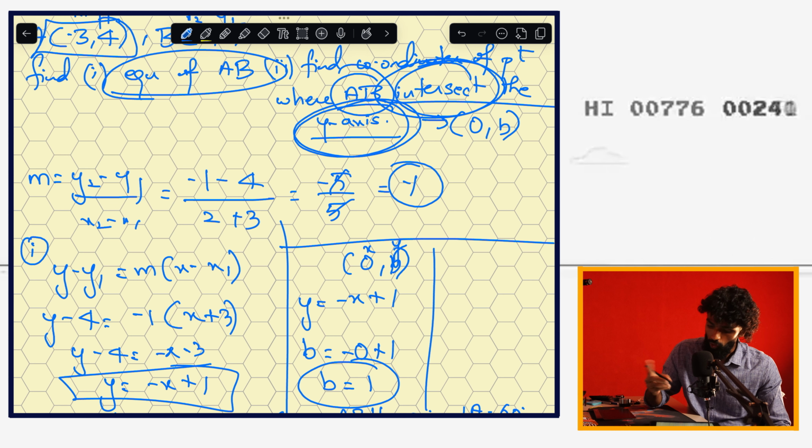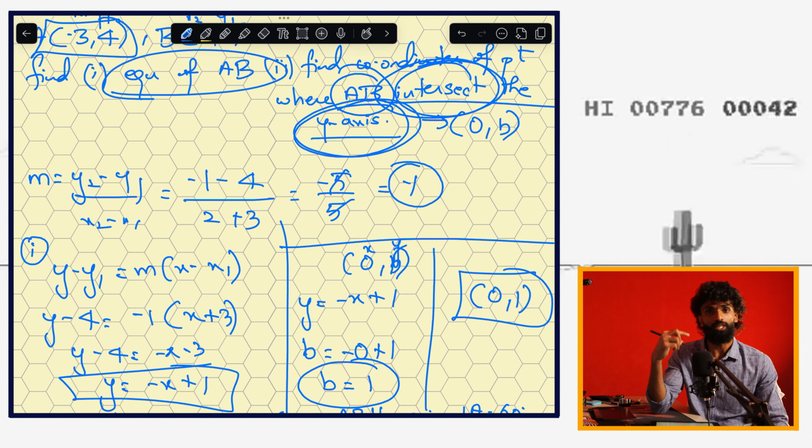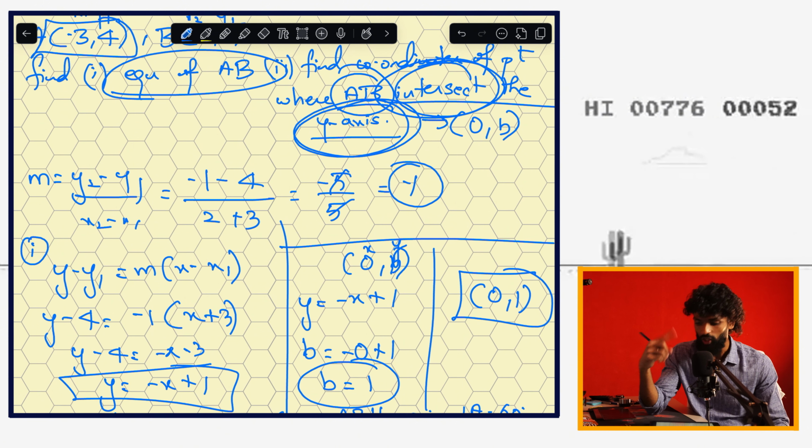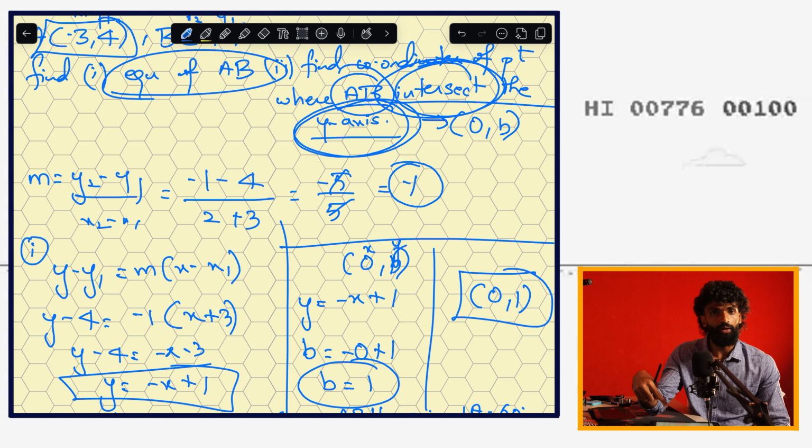I'm not yet done. So the actual point is 0, 1. I'll take the value of b and substitute it back into the point. So the answer is 0, 1. So two answers. One is an equation. We take that equation, we substitute it in the next question. The thing goes y-axis. Understand the concept about the y-axis. Then we get the answer.